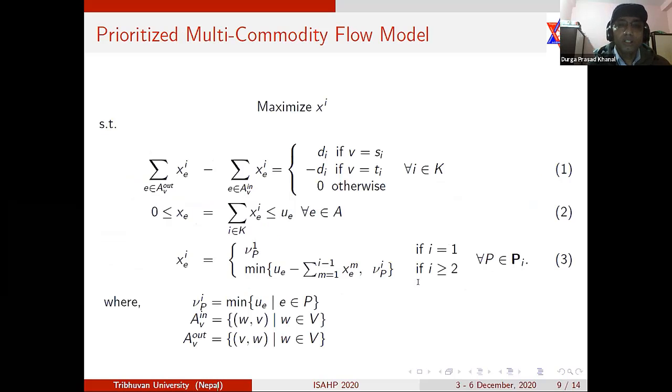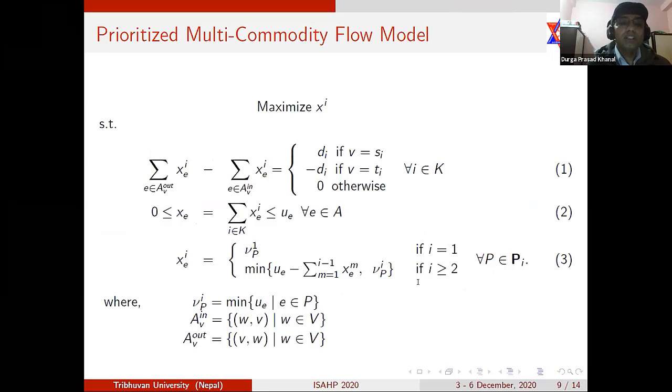This is the flow model. Our objective is to maximize the flow Xi from each commodity i. We have to maximize the flow, subject to three constraints: constraint 1, 2, and 3.